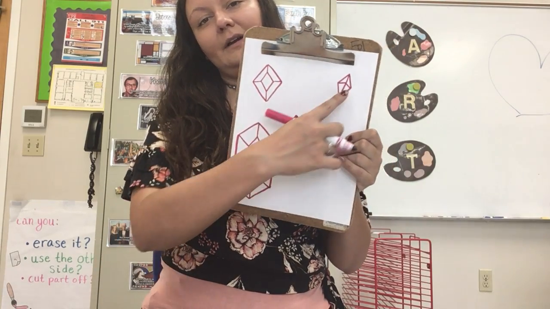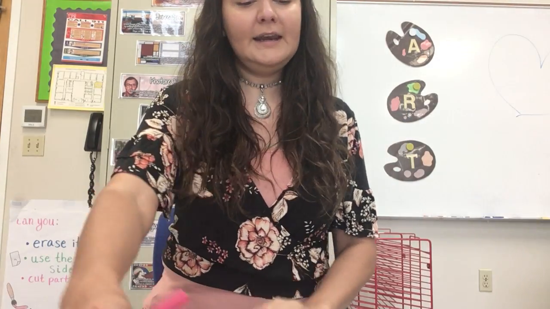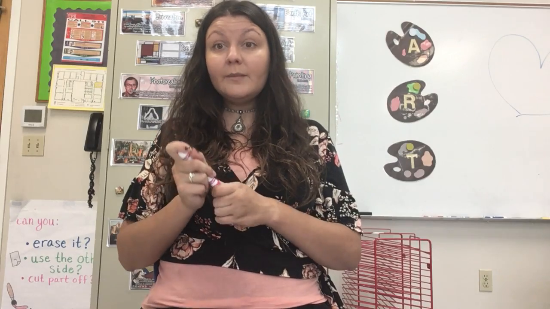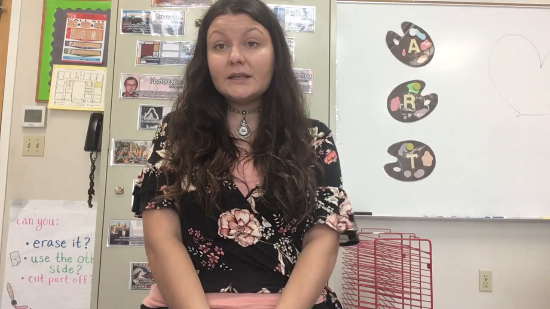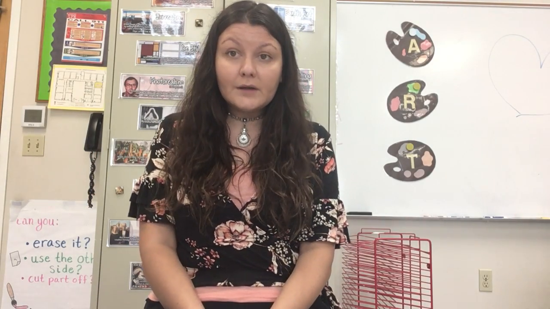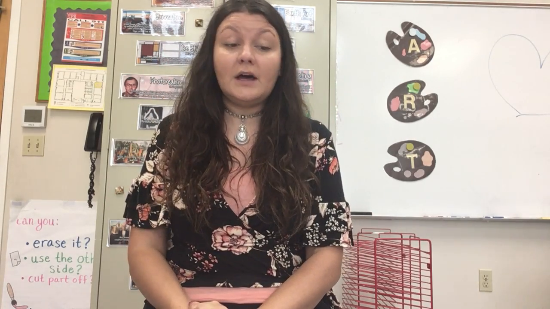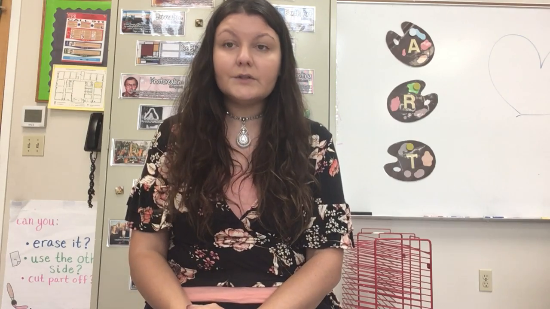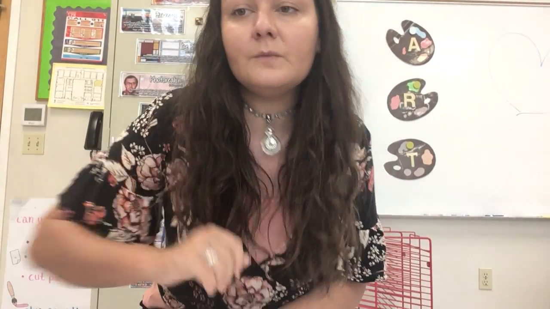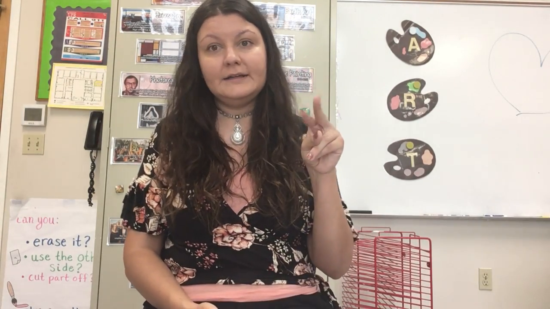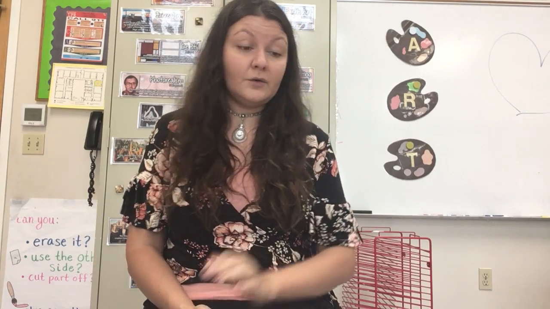All right, so I've drawn 4 different types of crystals or gemstones, and now it's time to color. What I recommend for coloring these is using different shades of the same color, or using colors that are next to each other on the color wheel, so analogous colors, right? So if you think rainbow order, those would be colors like red and orange, right? Or blue and purple, yellow and green.